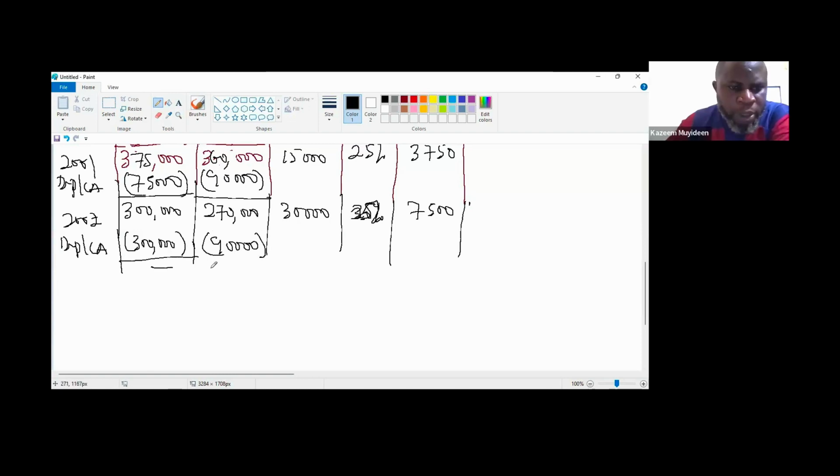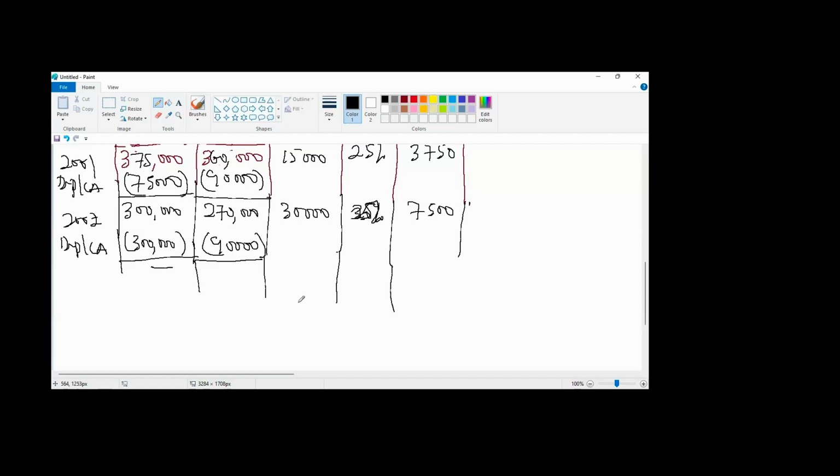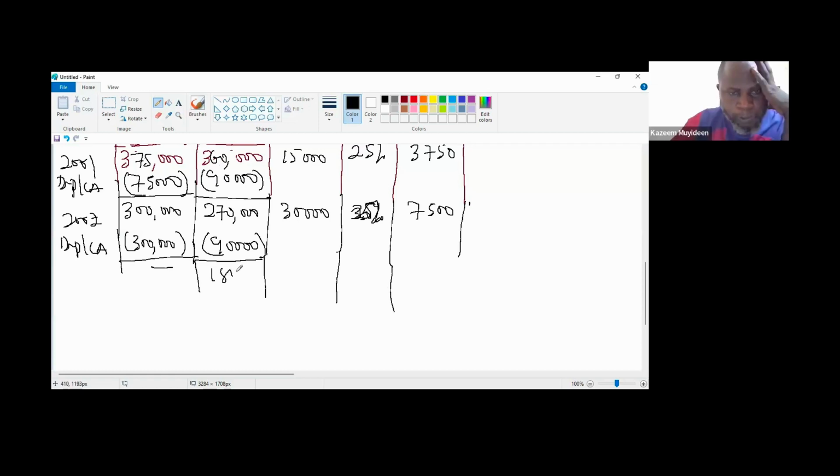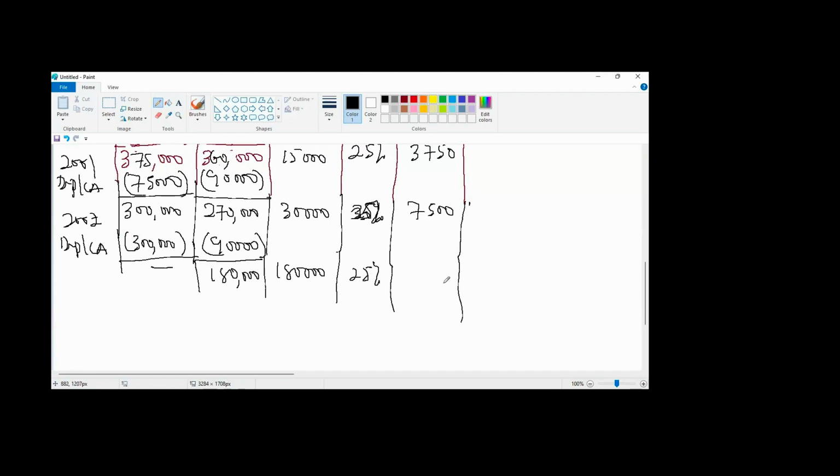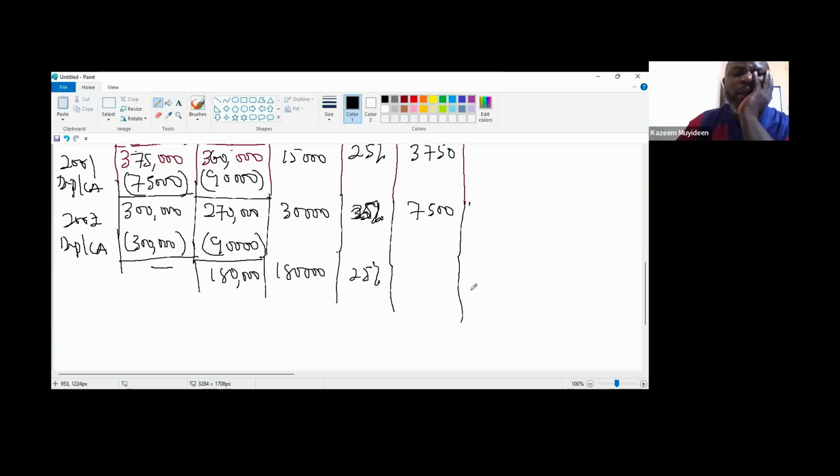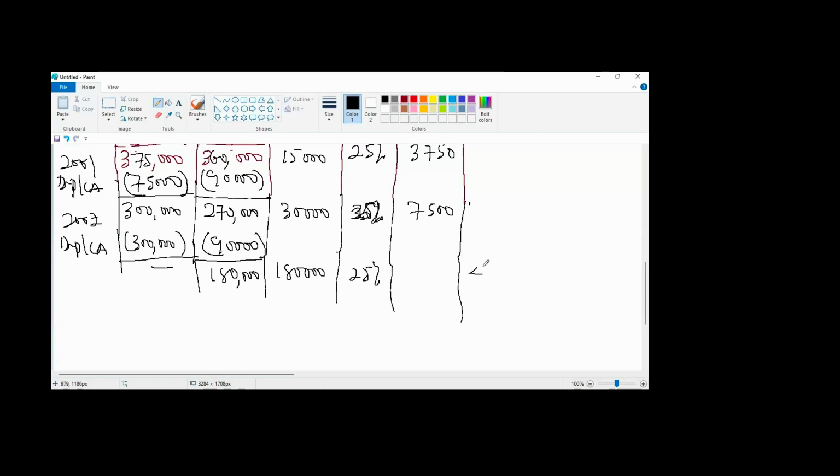So this will give me nothing. 270 minus 90 is 180. 25% of 180 is 45,000. But now it's not a liability, it's an asset.